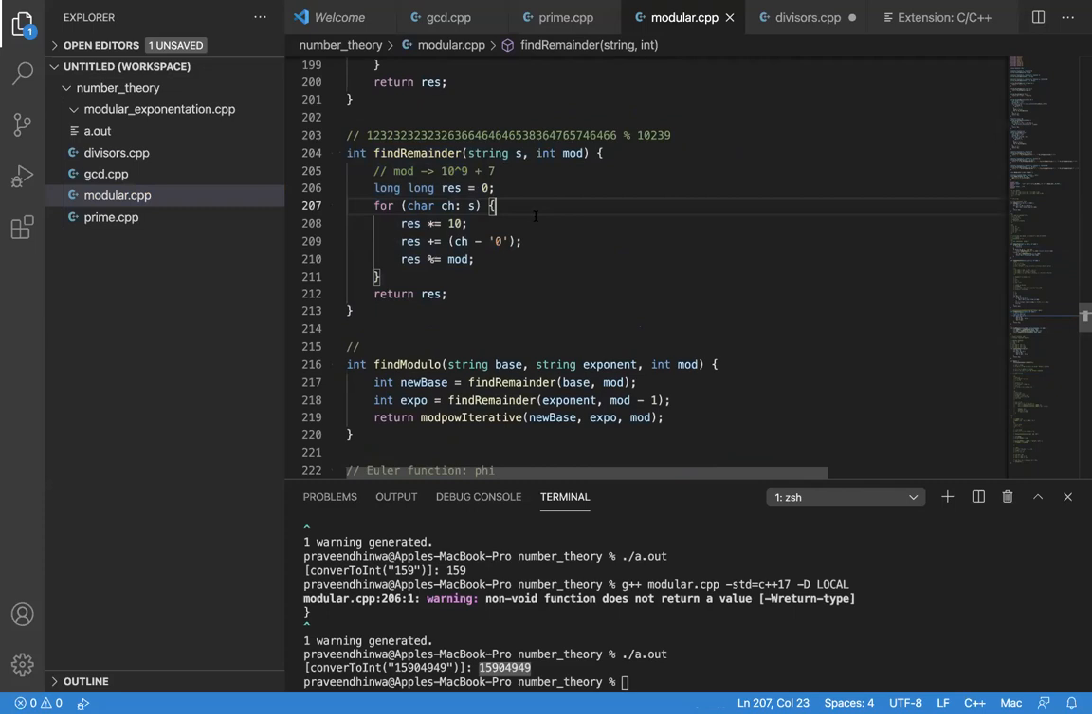So it's essentially going from left to right, and at each step, whatever prefix you have considered, for that prefix you know the corresponding remainder. So to find the new remainder, what you have to do.